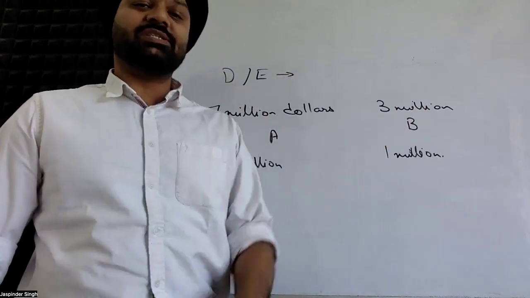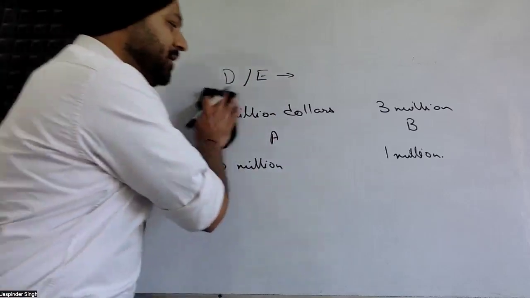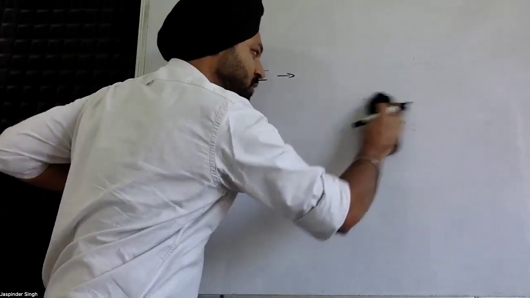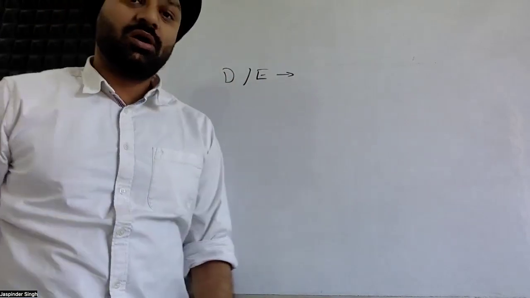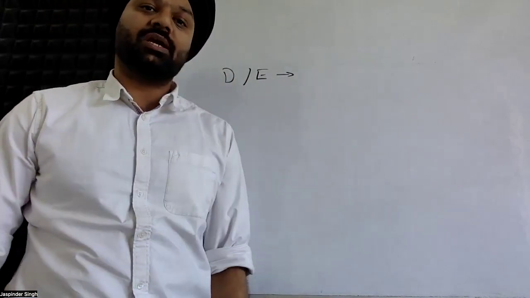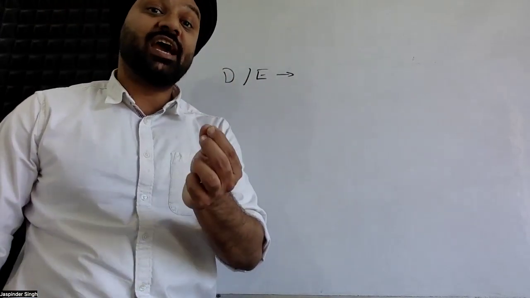Same is the case for the companies. Debt to equity ratio gives you an idea about how much are the liabilities of a company, how much debt they have that they have to pay.